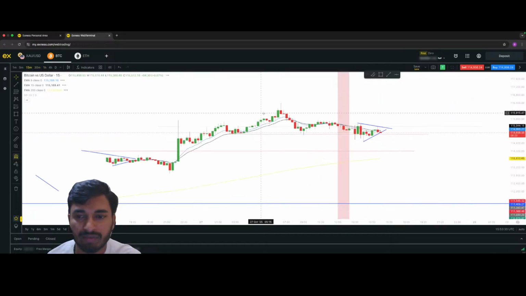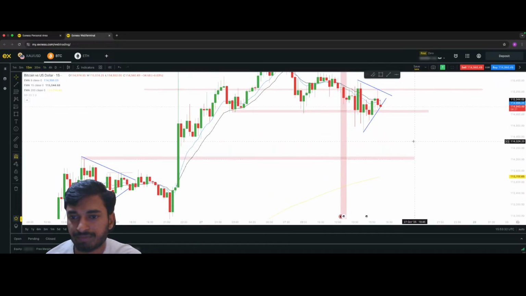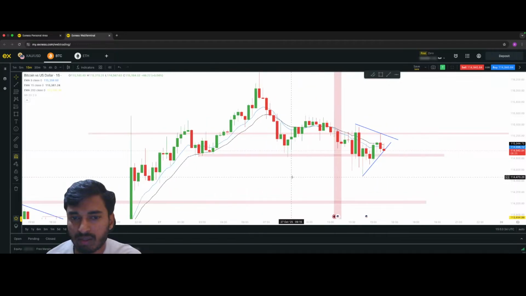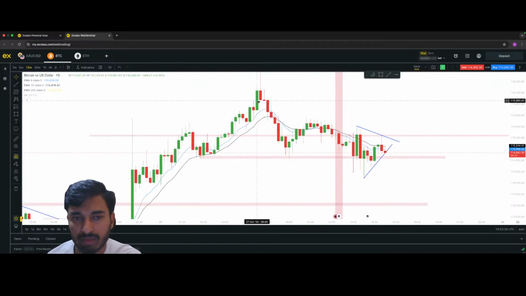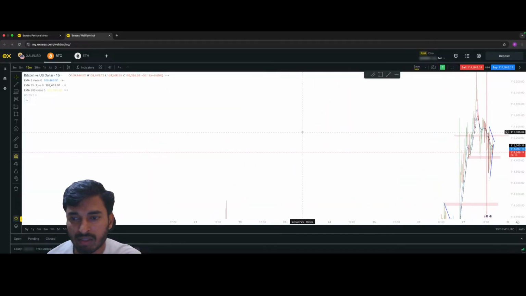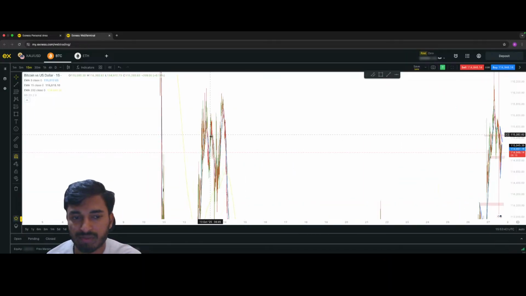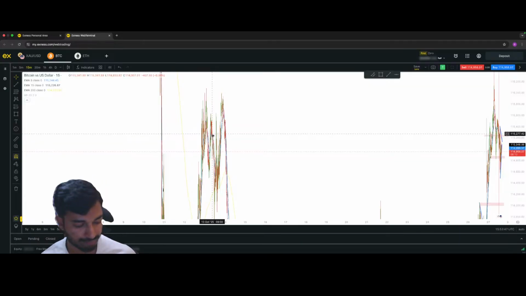So if I see the 15 minutes, the overall market has stretched up. From here the bearish move has started because of the previous resistance over here. So this is very important. Support and resistance is very important.